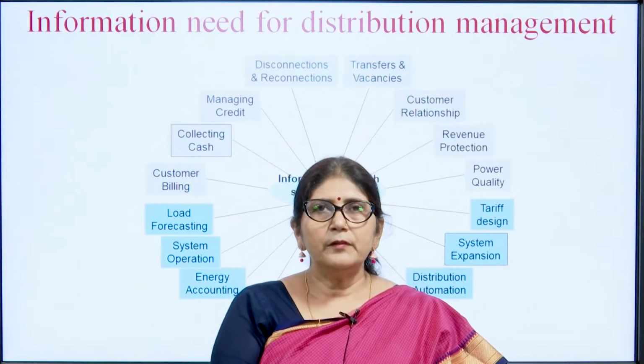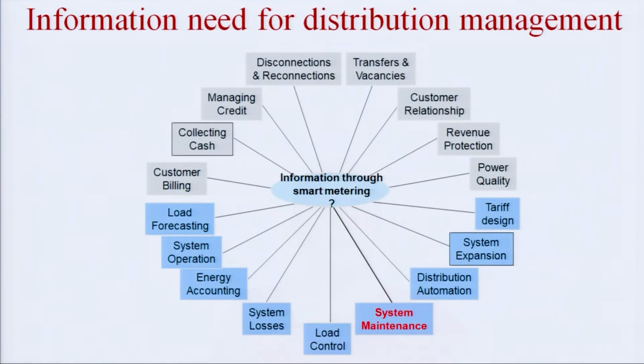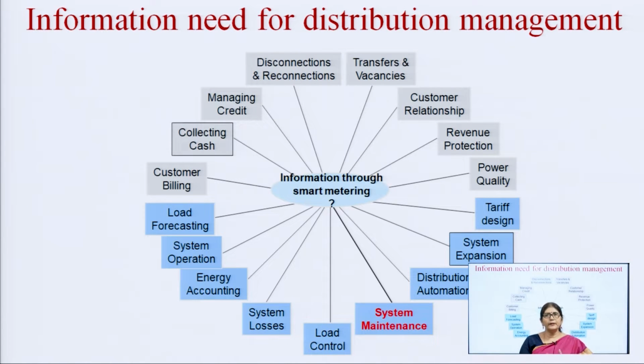So, in a smart meter, when there is a distribution system, the utility office, or the office that provides the electricity, needs the following things: load forecasting, system operation, energy accounting, system losses, tariff design, system expansion, power quality. So, these are the many quantities that they want to measure. This smart meter basically transfers the information from the consumer end to the utility end.